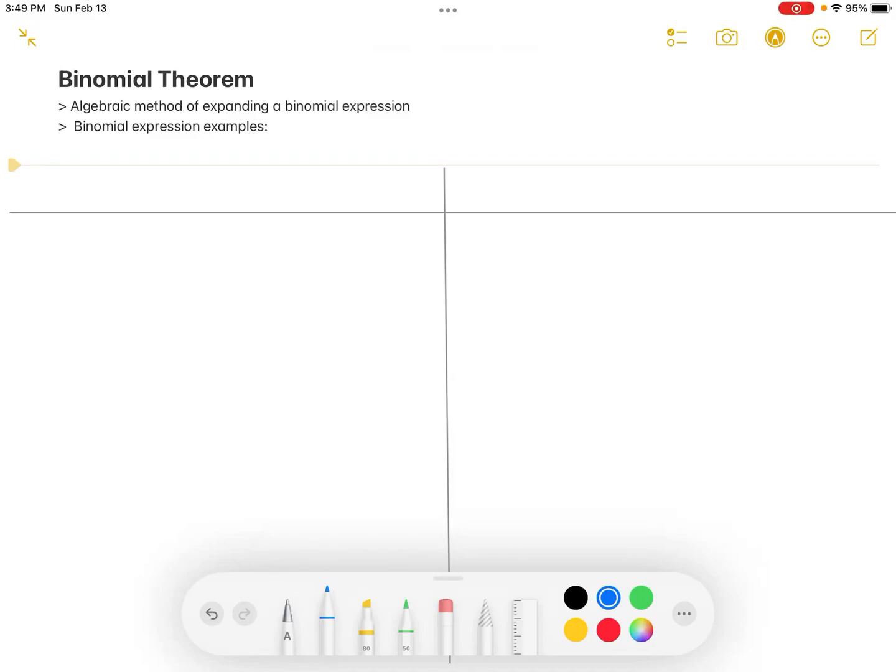Hey guys, today let's talk about the binomial theorem. The binomial theorem is just a method of expanding a binomial expression. First of all, let's recognize what binomials are. A binomial is just a polynomial with two terms.